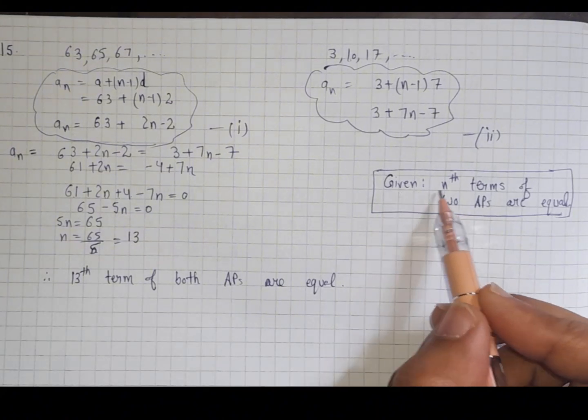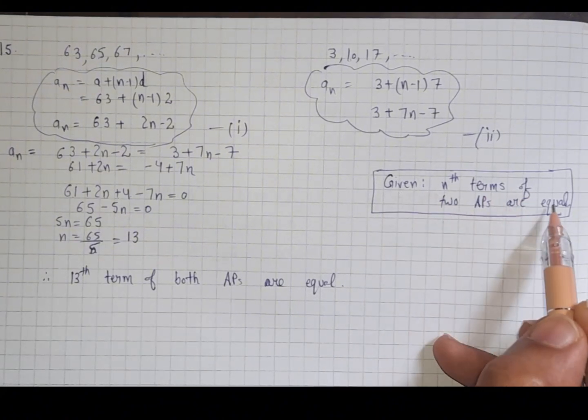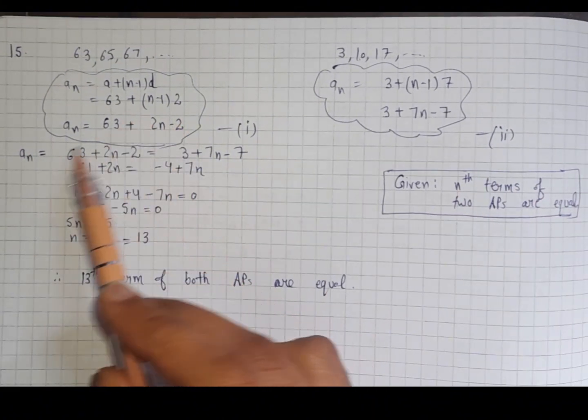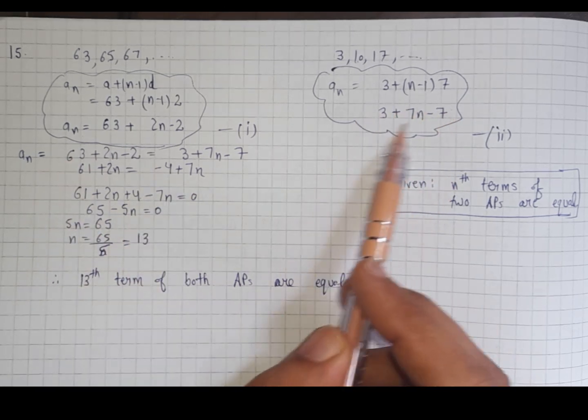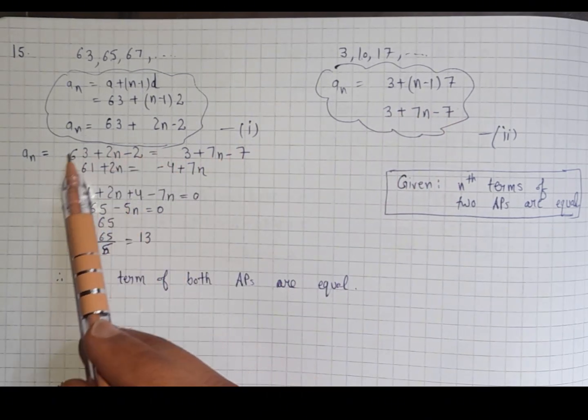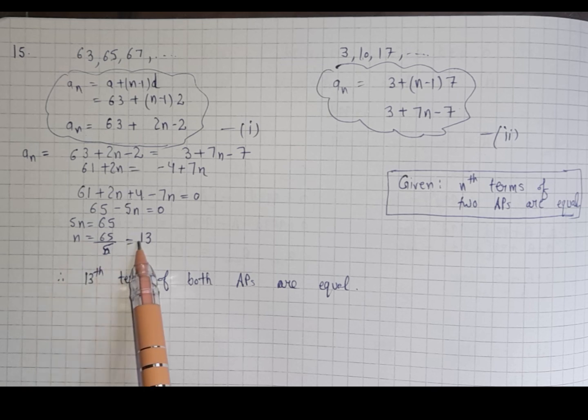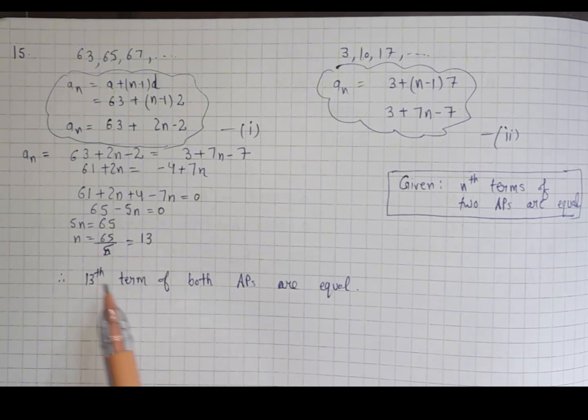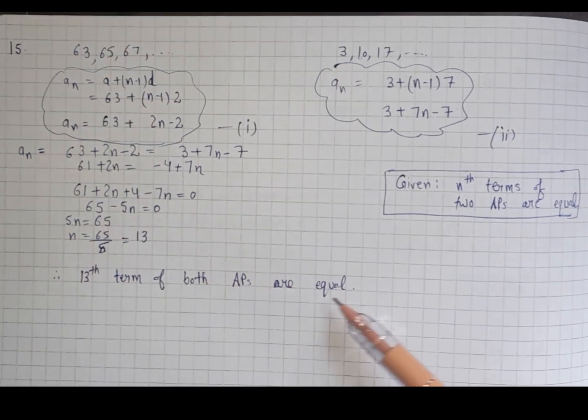Since it's given that the nth terms of the two APs are equal, the nth term of the first AP equals the nth term of the second AP. After solving, we have n equals 13. Therefore, the 13th terms of both APs are equal.